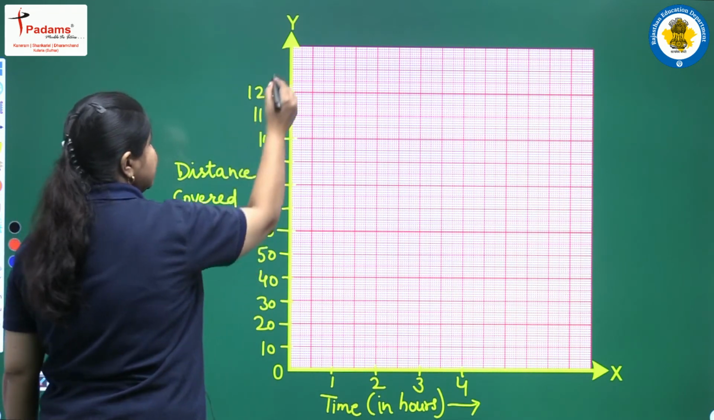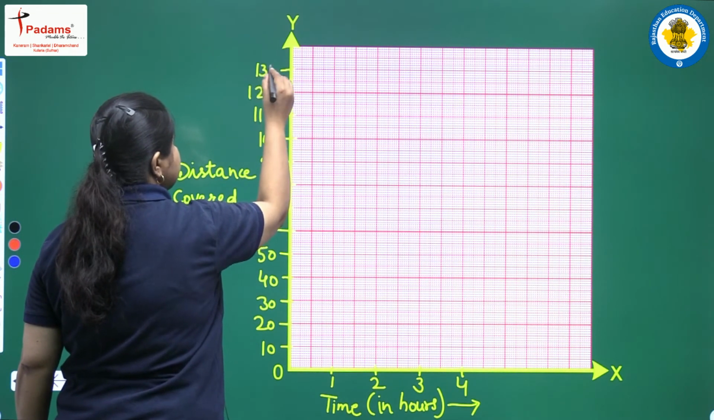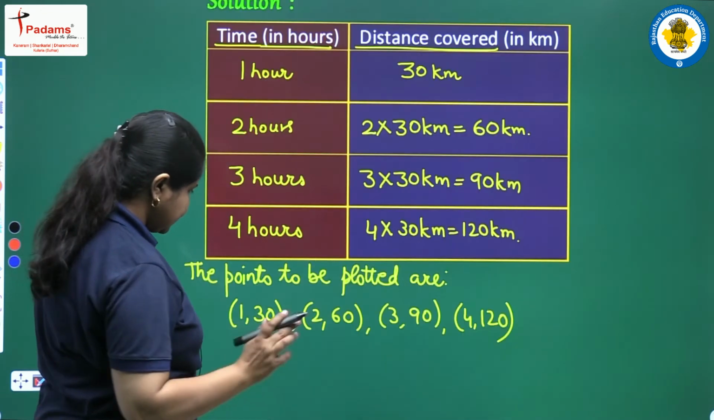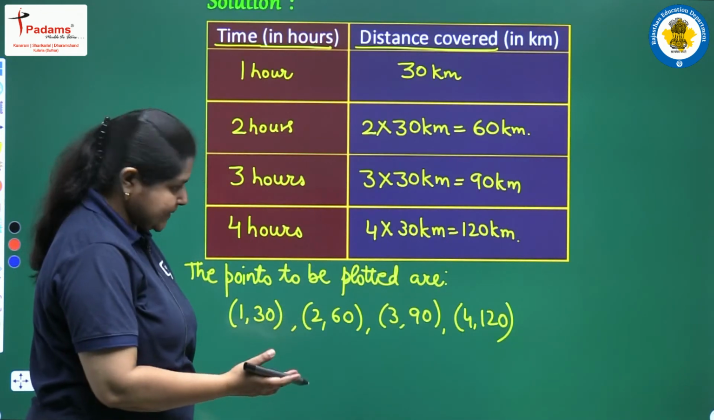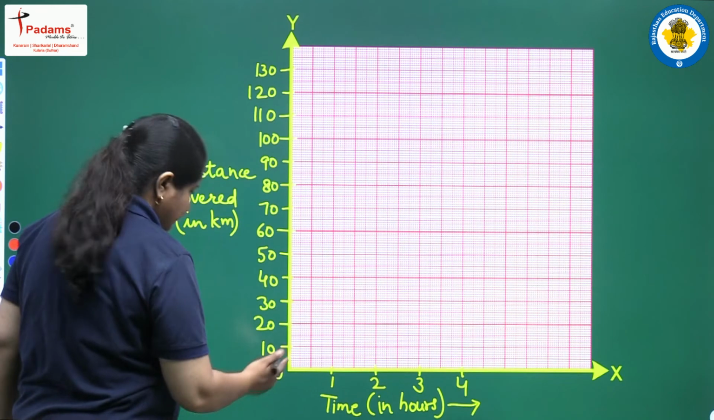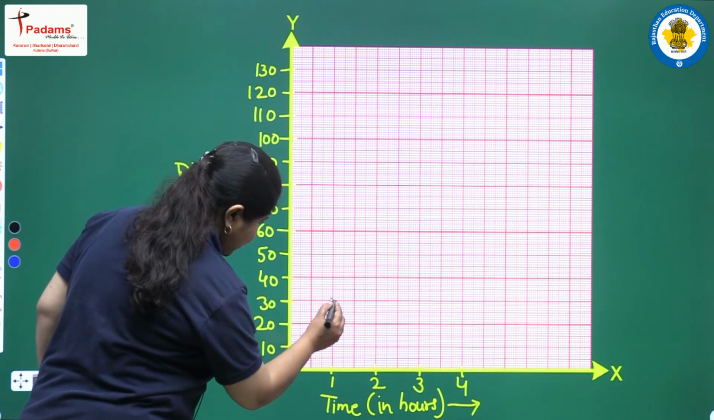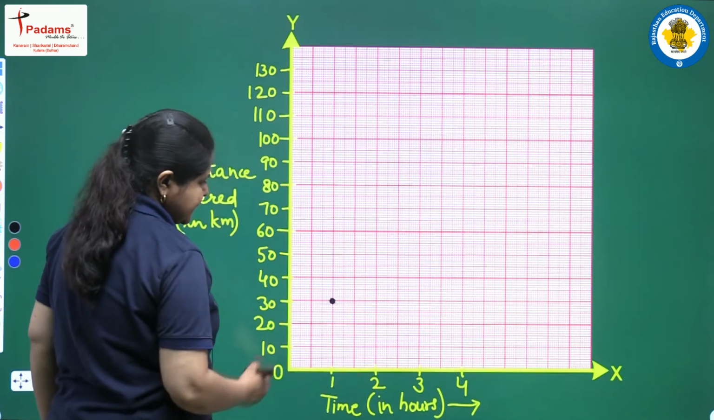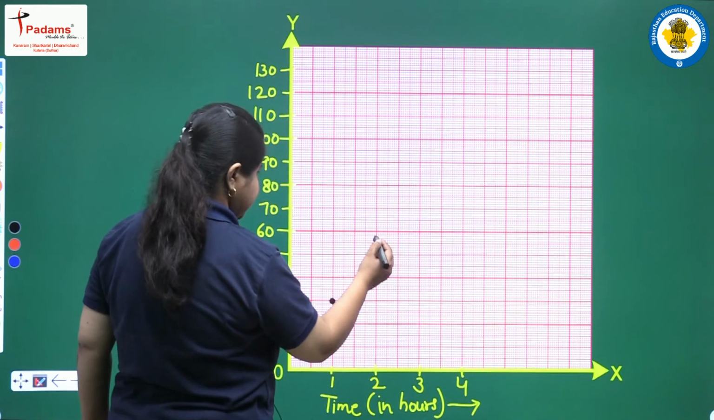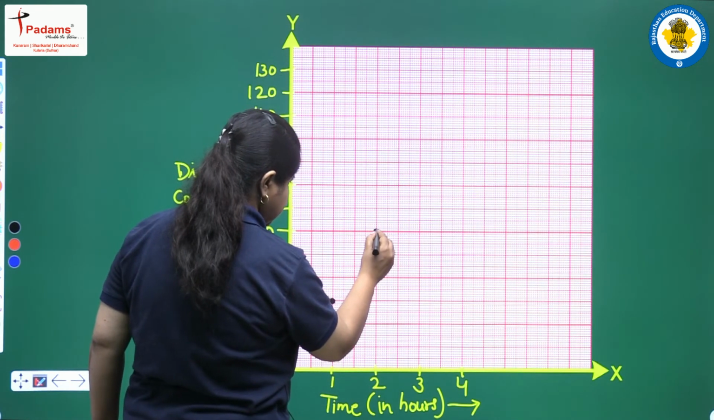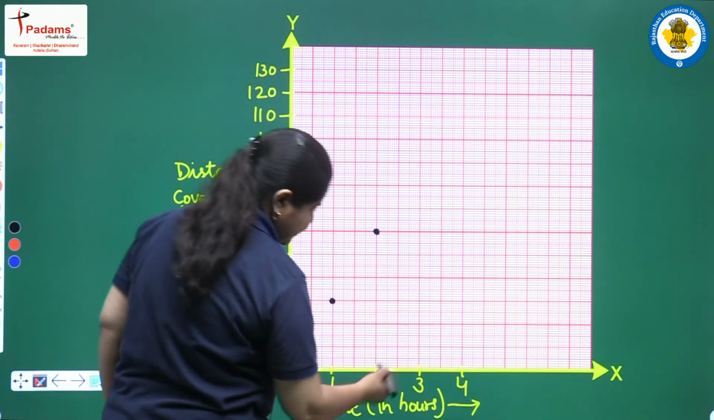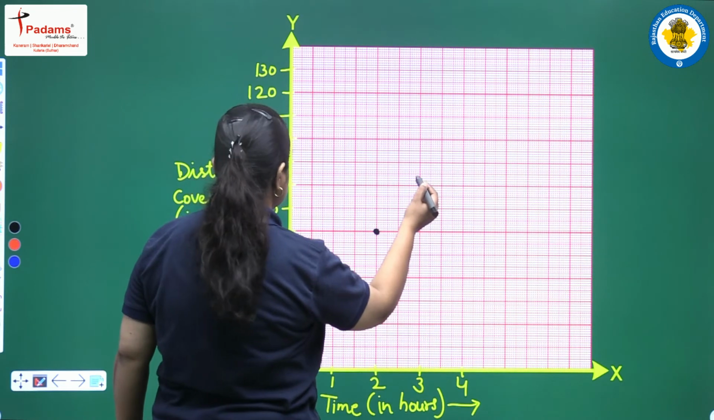तो 120 तक हमें डेटा लेना था. Here we can also write 130. Now we need to mark the points. देखिए 1 and then 30. तो चलिए यहाँ पर 1 के along 30, this point, here we have this one. Then we have 2 and 60, 2 यहाँ से और 60 यहाँ से. This point is corresponding to this data. And then we have 3 and 90.